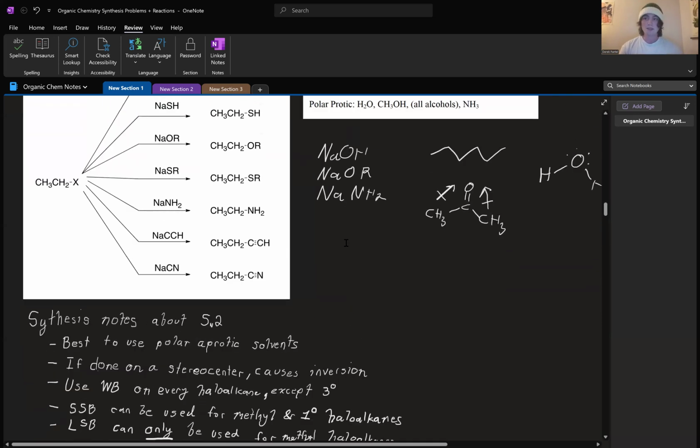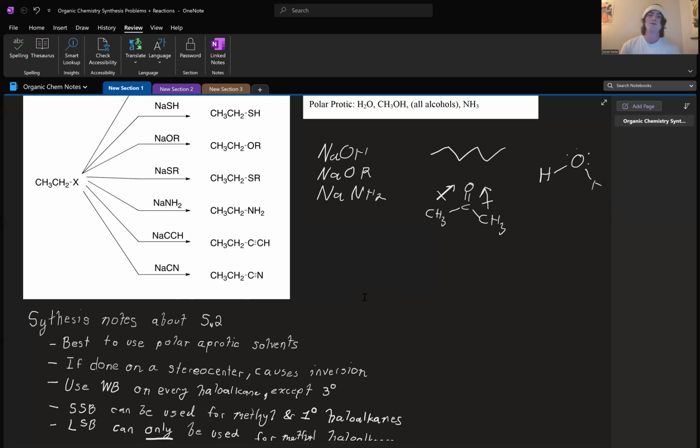Another important thing to mention about the SN2 reaction is that if you perform it on a stereocenter, let's say you had an R stereocenter and you react it with an SN2 reaction, you're going to get an inversion of the stereocenter, so that R is going to go into an S, and vice versa.